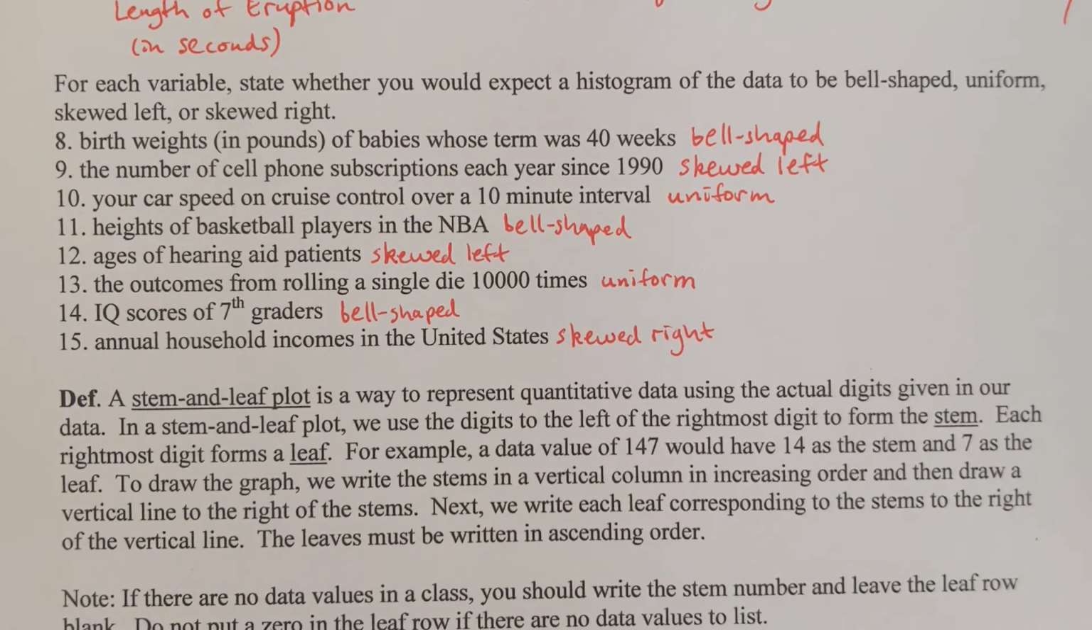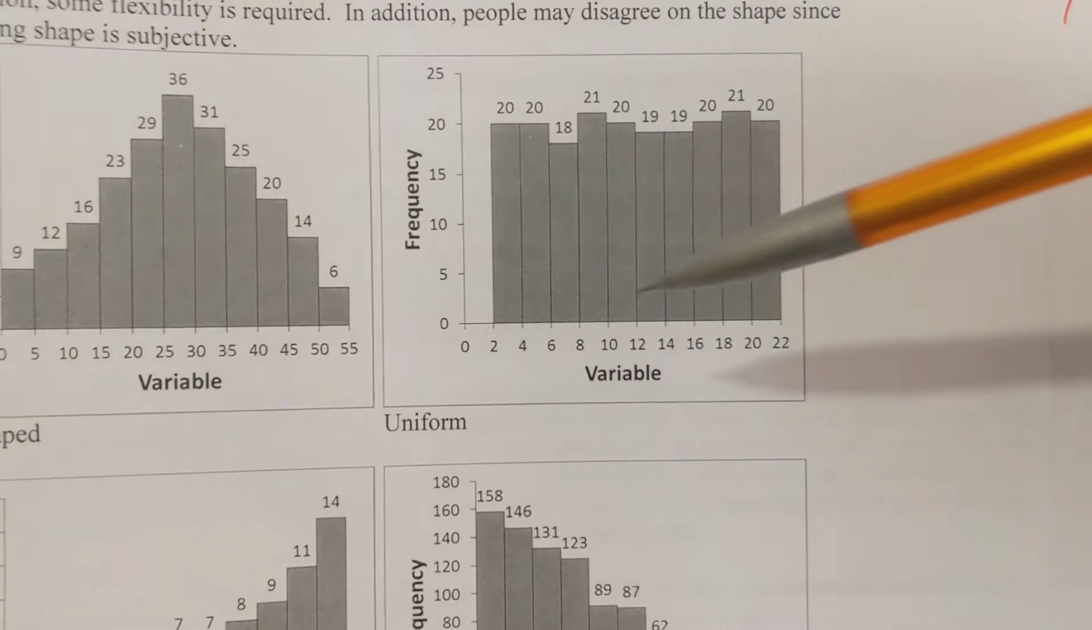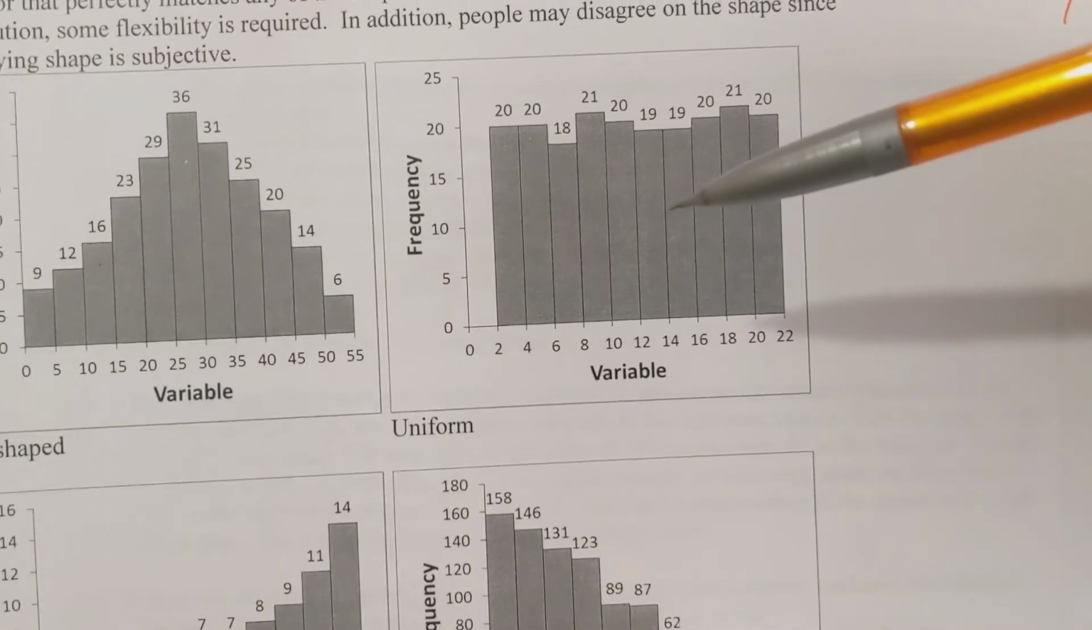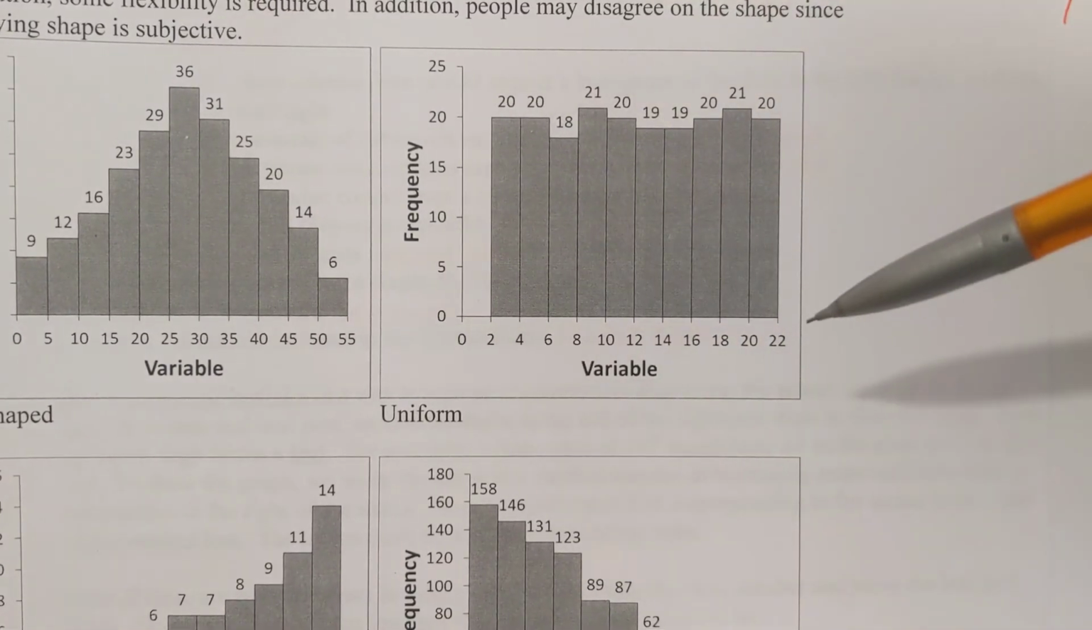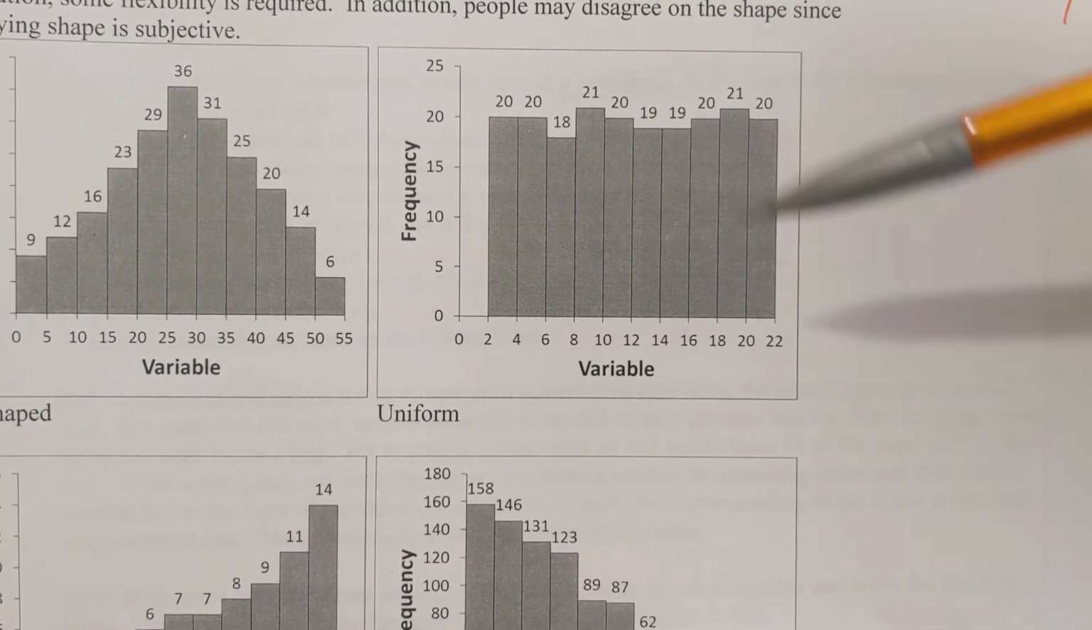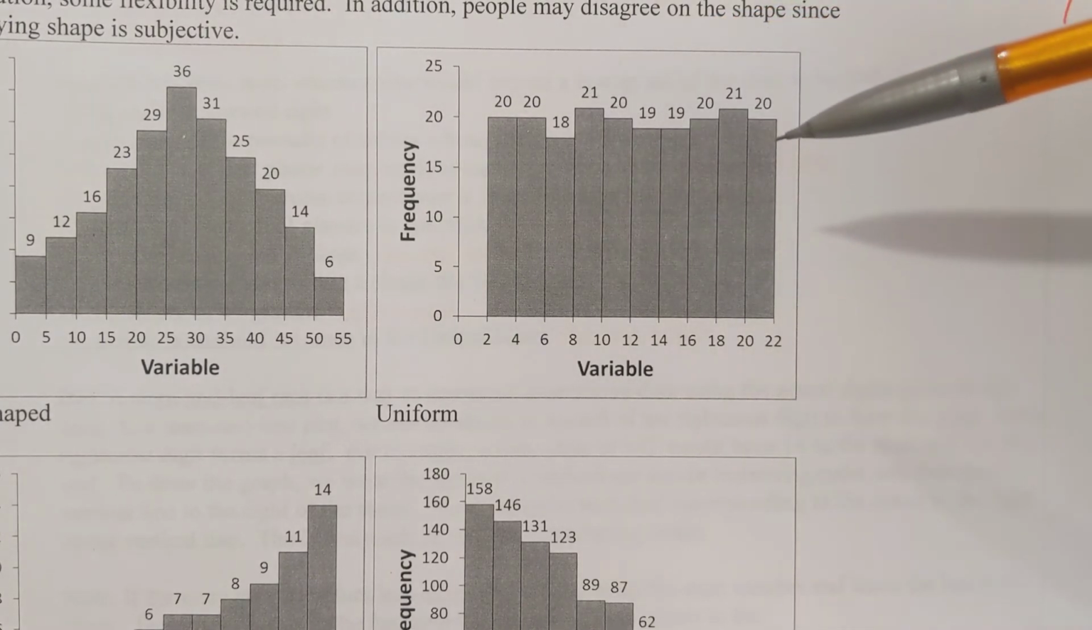Problem 10, your car's speed on cruise control over a 10-minute interval. Cruise control means that the speed of the car is not changing, so that would be uniform. If I create a histogram, it goes 0 to 10. The speed of the car is not changing.